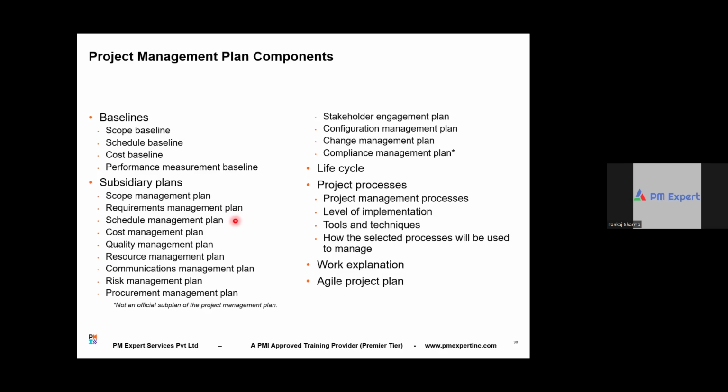So the process part. Similarly, all of these plans, called subsidiary plans, are the plans or rules of the game to manage the respective areas like cost, quality, resources, communication, and all. Now, as a final verification of your understanding, will the cost management plan contain the budget? No. Only the rules of the game, right? Where is the budget? In the cost baseline. Right?